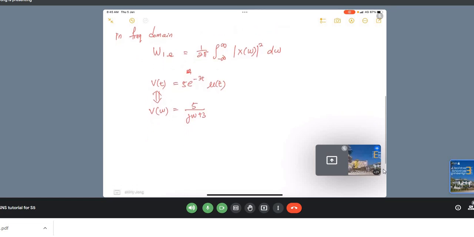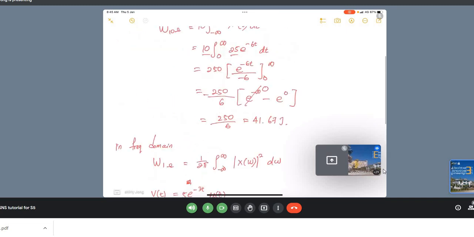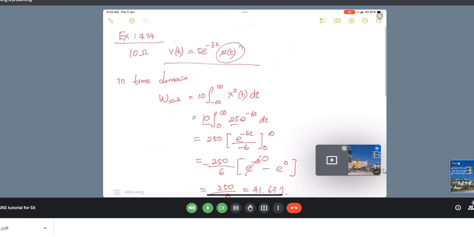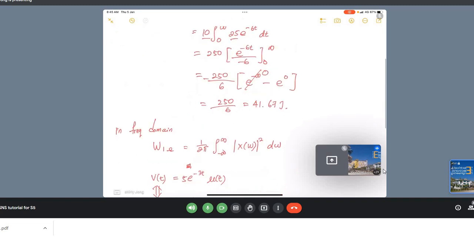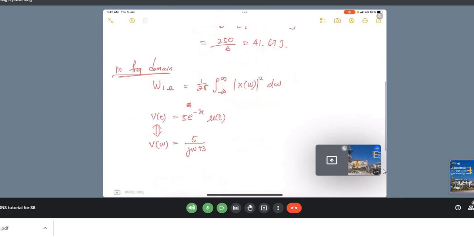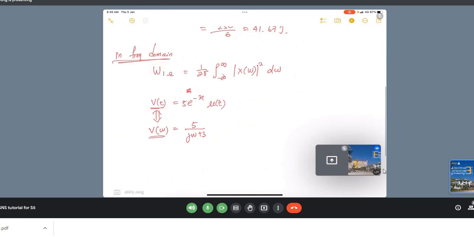Do you know why you need to change? Because just now we did it in the time domain, that's why we used v(t) in the time domain. But the second one, we want to use it in the frequency domain. So of course the v(t) you need to change into the frequency domain first. Then only we can use it, because the formula of the energy carried by the signal uses X(omega). So we need to change it to the frequency domain before we can use it.